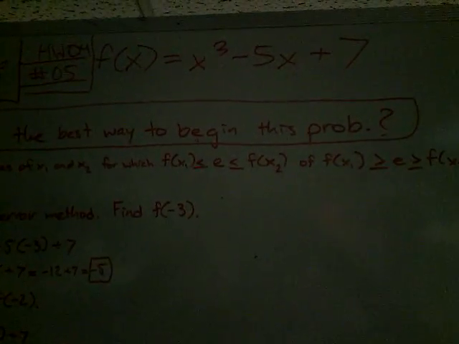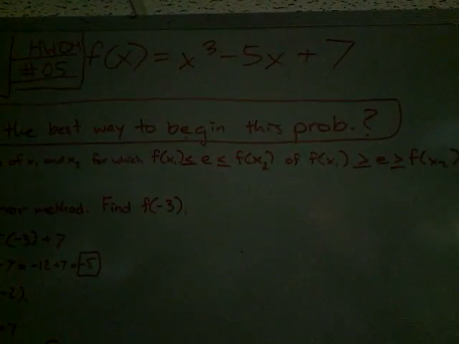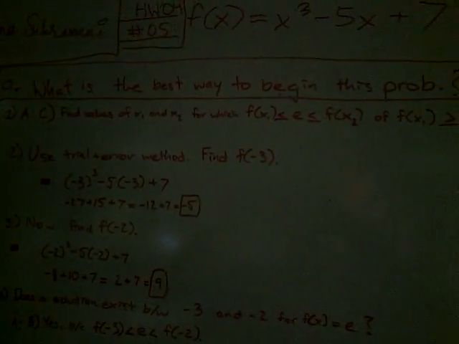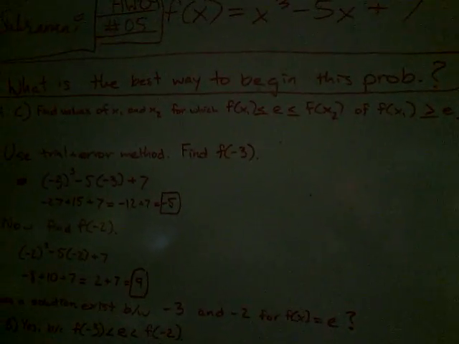Alright, homework for problem 5. F of x equals x to the third minus 5x plus 7. So we start with part A. What is the best way to begin this problem?